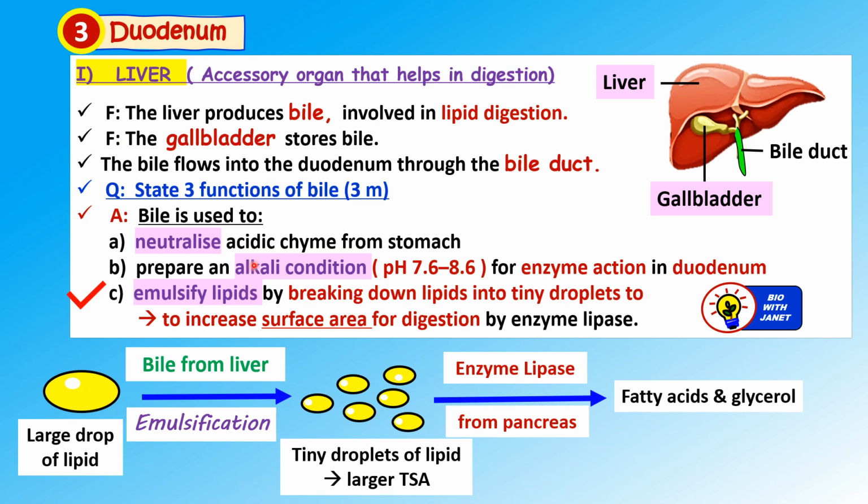So if you're asked to give the functions or state the functions of bile, just one function, please choose C as the most important function. Okay, and then B, and then only if there are 3 functions, then you can write in A.